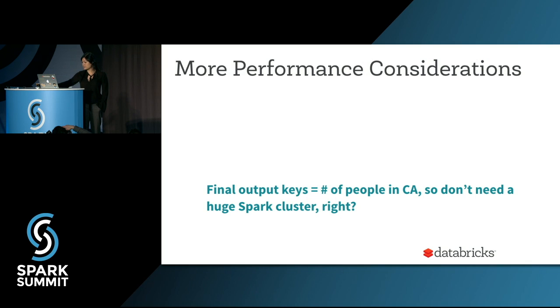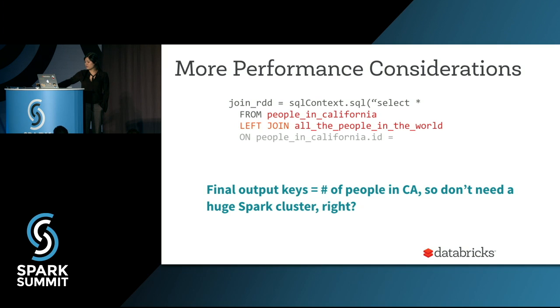Okay. Let's consider some more performance optimizations with our shuffle hash join. Let's consider the case that we're looking at an RDD, or a data frame, for people in California, and we're going to join with all the people in the world on people in California.id equals all the people in the world.id. So I have some database that's state level versus world level, and I'm going to join on those particular keys. My final output size is only going to be proportionate to the number of people in California, so I shouldn't need that large of a cluster, right? That's not actually the case.